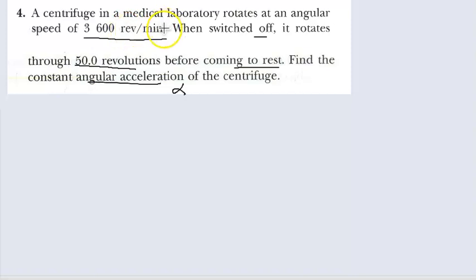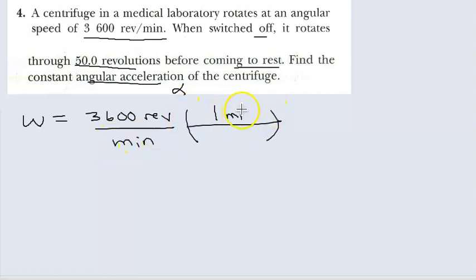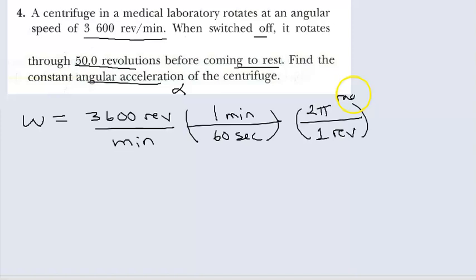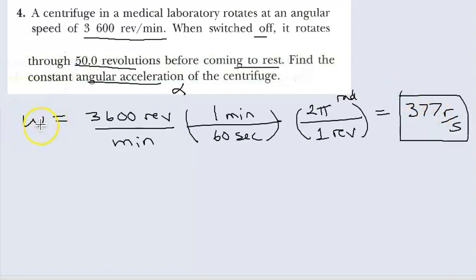This is in revolutions per minute. Those are not the right units. So omega is 3,600 revolutions per minute. We'll do the easy one first. 1 minute is 60 seconds. And 1 revolution is 2 pi radians. Okay, multiply all the numerators, divide by the denominator, and you get pretty much 377 radians per second. That is omega naught.